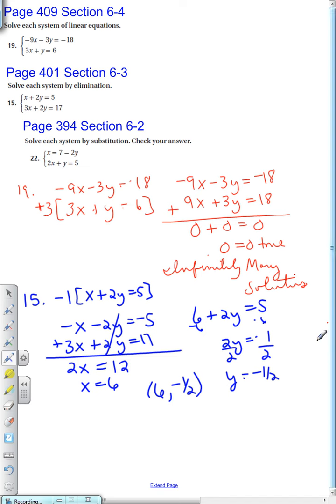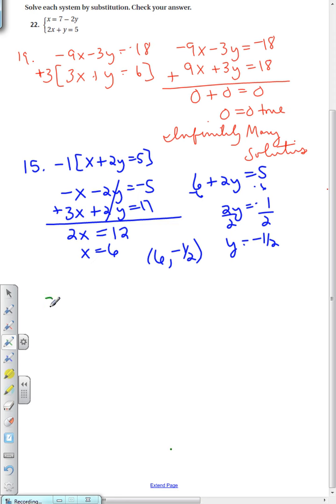Then number 22 says you're going to solve that one by substitution. So x is already holding a place for 7 minus 2y. So I'm going to go into the second equation, and I'm going to take that 7 minus 2y and put it right in where that x is. So I'm going to do 2 times x, which is really 7 minus 2y, plus y equals 5.